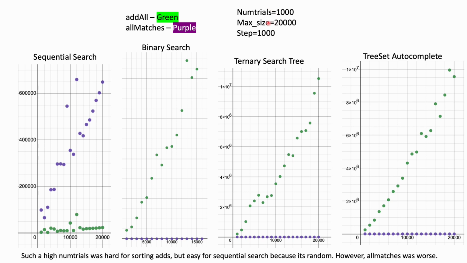And the reason why I think that this happened is because our max size is 20,000, so when you try to add all of those in, it makes this addAll method very labor intensive for these different classes or data types. However, for sequential search, because it doesn't have to sort every time you add something in, it doesn't have that bad of a runtime for addAll, whereas it does have a worse runtime for allMatches.